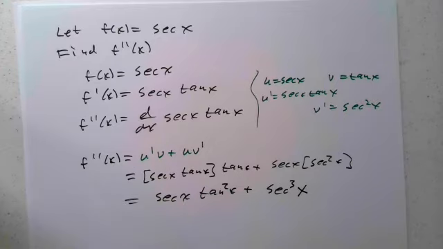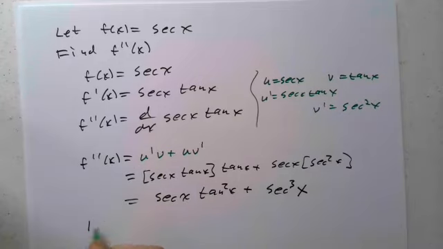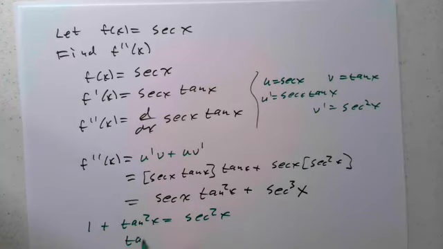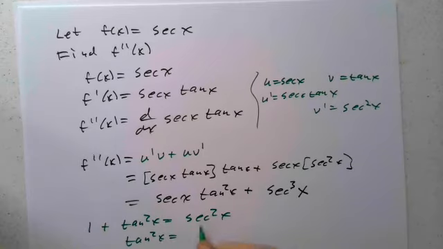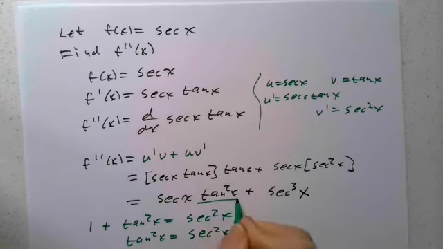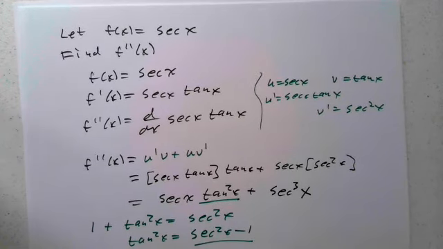So remember one of our identities, which is that 1 plus tangent squared x equals secant squared x. So if that's the case, then tangent squared x is sec squared x minus 1. So I could replace this tangent squared with sec squared x minus 1 to see if it can look a little different.